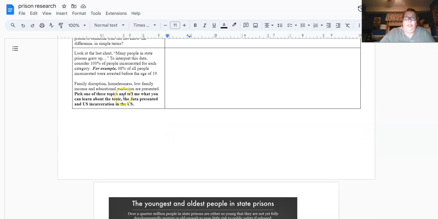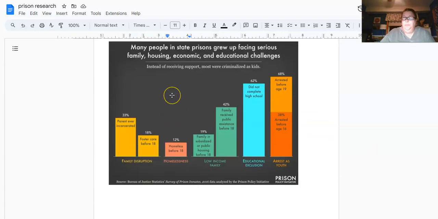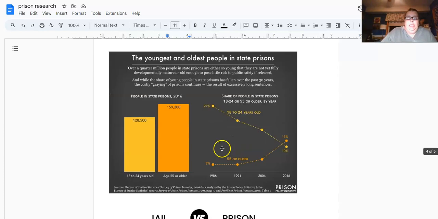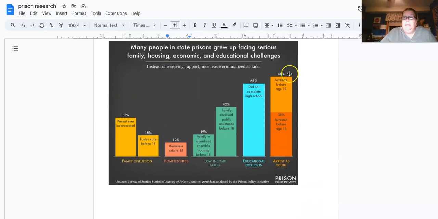Look at the last chart. Okay, so I'm going to go all the way down to the last chart. Looks like this. Okay. To interpret this data, consider 100% of people serving time. We're going to look at the whole population. And we're going to say that 68% of 100% of incarcerated people were arrested in their youth. 68% were arrested before the ages of 19.